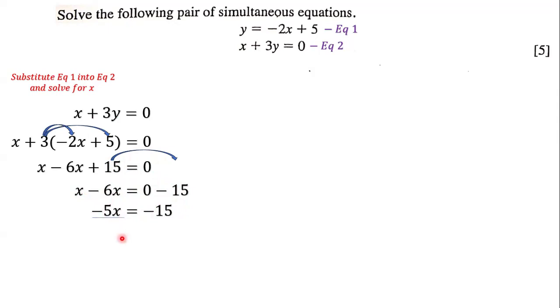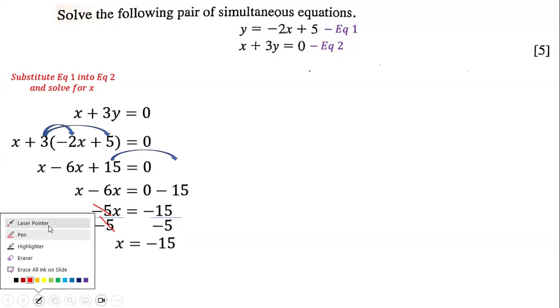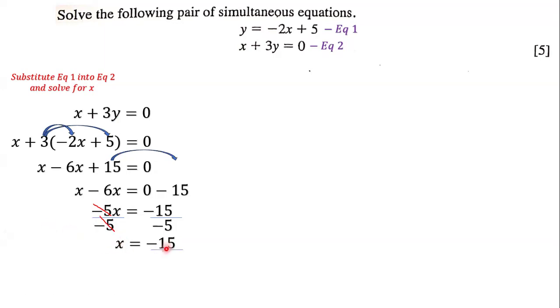And then we divide both sides of this equation by the coefficient of x, which is negative 5. So we cancel this negative 5 with this negative 5, and so we're just left with x. X is equal to what? X is equal to negative 15 divided by negative 5. And negative 15 divided by negative 5 is going to be equal to positive 3. So x is equal to positive 3.